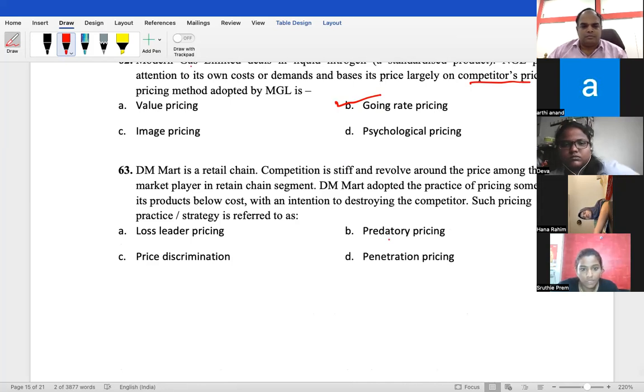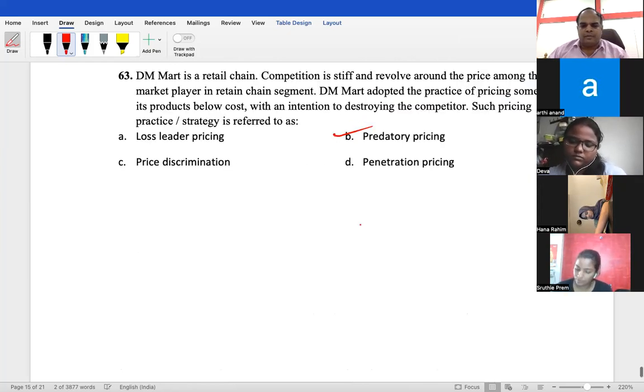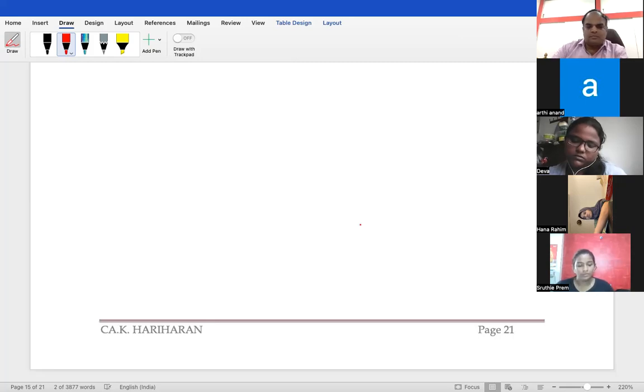DM Mart is a retail chain. Competition is stiff and revolves around price among the market players in the retail chain segment. DM Mart adopted the practice of pricing some of its products below cost with the intention of destroying the competitor. Such a pricing practice or strategy is referred to as dash. Loss leader pricing, predatory pricing, price discrimination, penetration pricing. Predatory pricing. Policy of predatory pricing. Understood? Yes, sir.